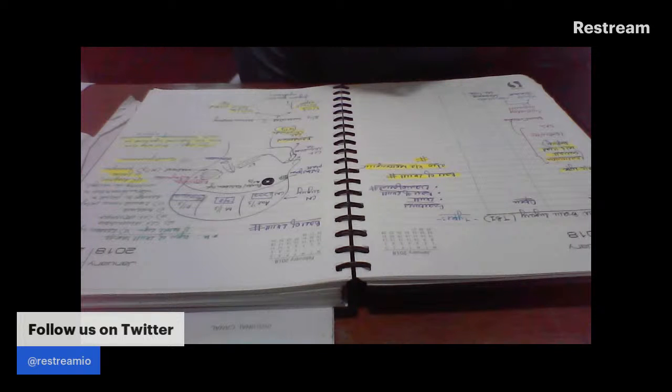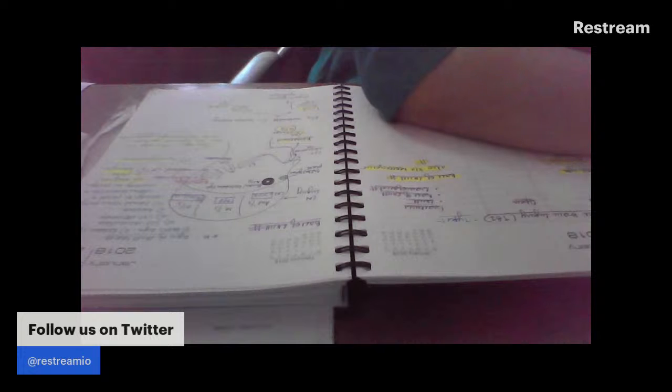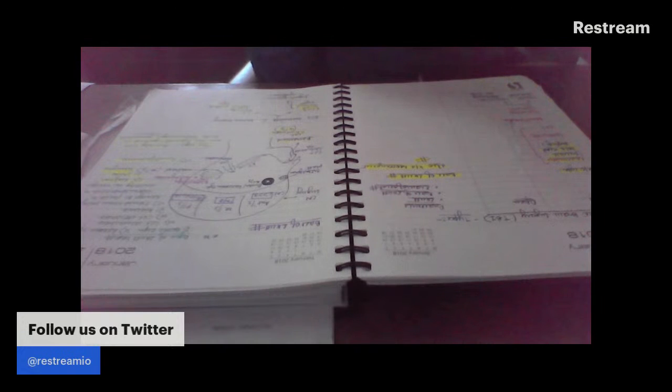Posterior cranial fossa, 9, 10, 11 and 10, 11, 12. So 9, 10, 11 is also called Vernet syndrome. It is jugular foramen syndrome. Vernet syndrome is jugular foramen syndrome. Whereas 10th, 11th and 12th will have Collet-Sicard syndrome.